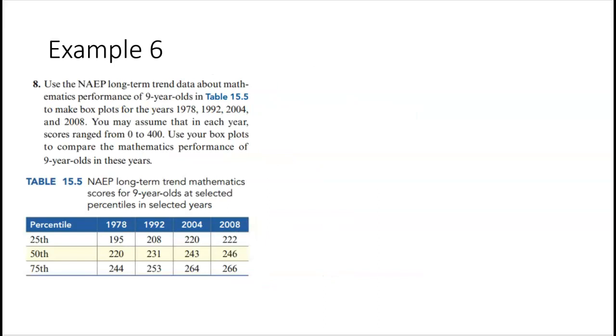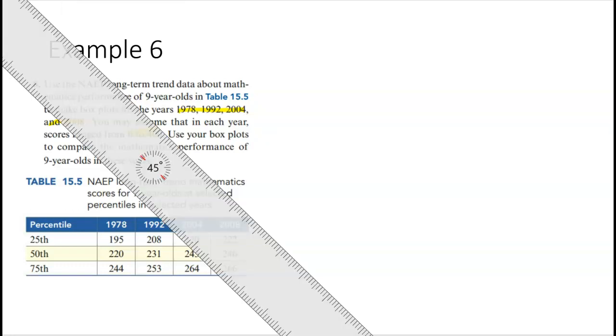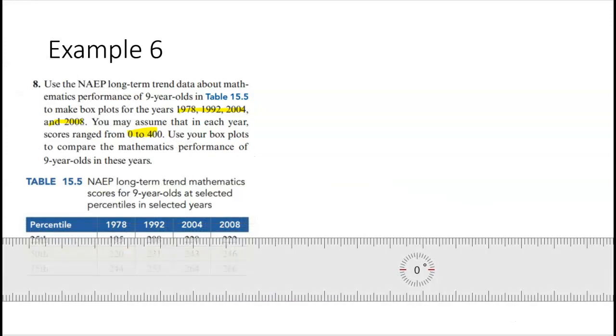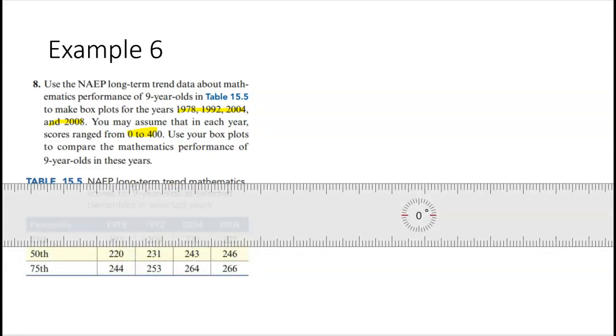Now we're going to use this data about mathematical performance of 9-year-olds to make box plots for the following years: 1978, 1992, 2004, and 2008. You may assume that in each year scores range from 0 to 400, and we're going to use those box plots to compare. We haven't built any box plots before, so first, let's start with a number line. I'm going to move it up here so we're not distracted.